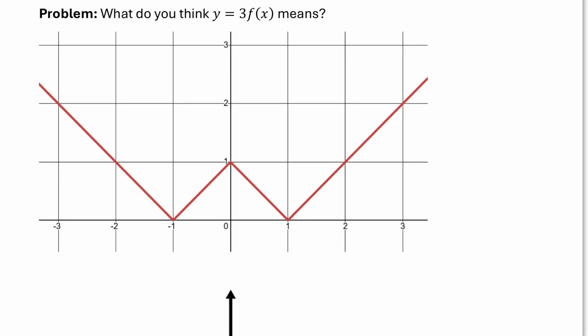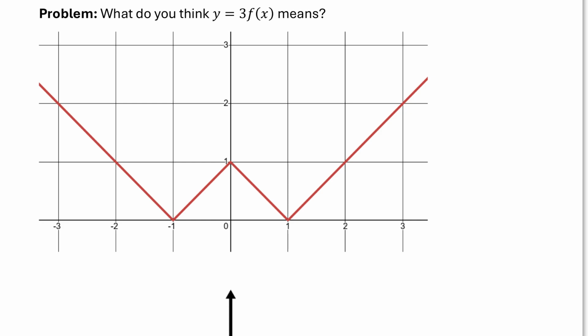Hello. In this video, we're going to look at a different type of transformation. What do you think y equals 3 f of x means? Now, there's a 3 and an f of x, and whenever a number and a letter are touching, we assume it means multiplication in math. So a first guess might be, oh, okay, well 3 times f of x. We're going to multiply f of x by 3. But what gets multiplied by 3?